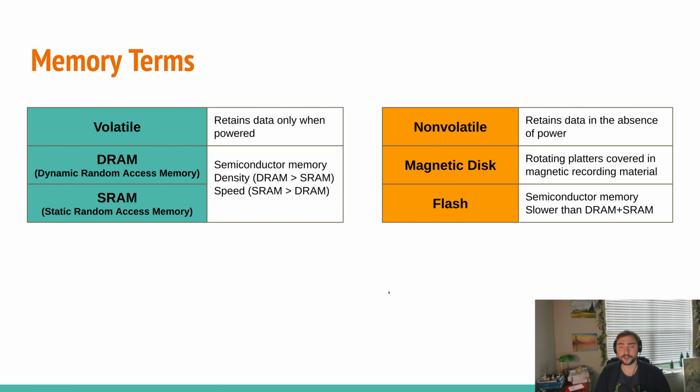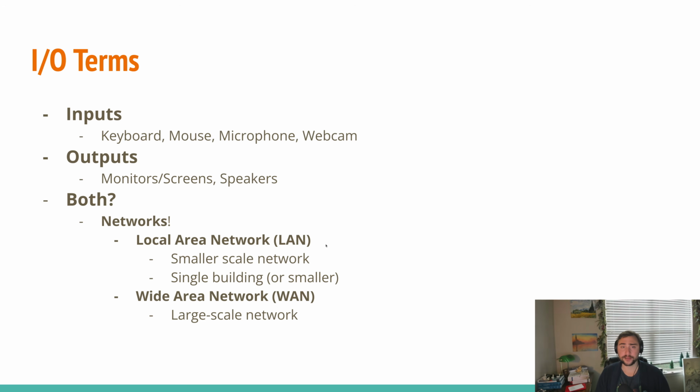Okay, so let's go ahead and continue on and let's talk a little bit more about our I/O. So most people are familiar with our inputs and our outputs, right? So for inputs, we'll have things like our keyboard, our mouse, our microphone, and our webcam. And for outputs, we'll have things like our monitors and screens and our speakers. But we have some things that fall into both categories, so things that are both inputs and outputs. And networks are a great example of something that's both an input and an output.